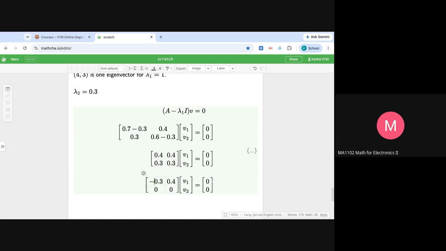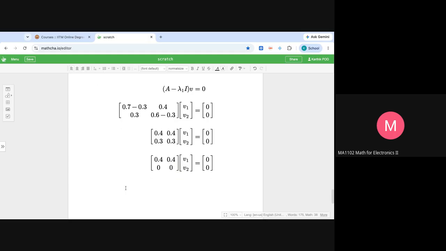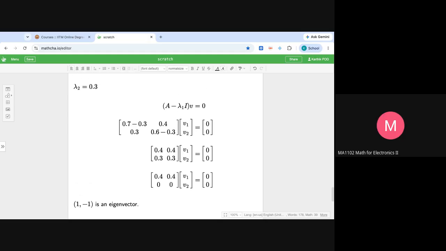So once again, we can make the second row 0. You can divide by 0.3, the second row becomes 1, 1, and then you can just get rid of that. So here it is simpler. We can just have 1 comma minus 1 as an eigenvector, right? So the ratio is minus 1, and the span of that.